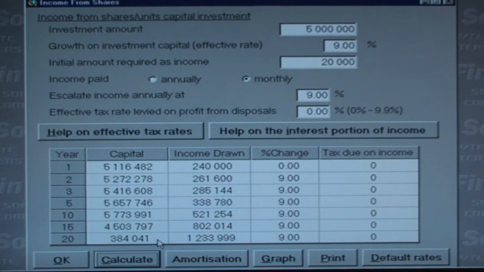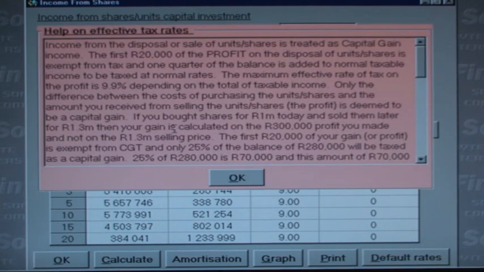While income from a bank investment is purely interest, income from a share or unit trust type investment is obtained by selling some of the shares or units to generate profit. The profit you make when you sell the units or shares is subject to capital gains tax. The actual effective rate of tax on the profit when the shares are sold is very low, less than 9.9%. In this field here, the program allows you to enter an effective rate of tax on the profits. Clicking on this button here will display info on how the program works out the capital gains tax and what rate you should enter in the effective tax rate field.